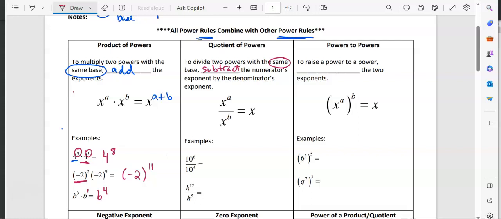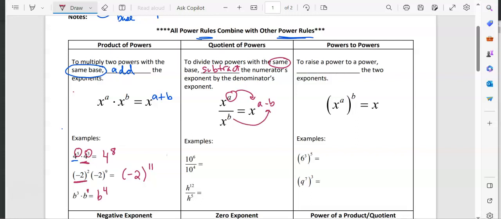And when we subtract, the order of a subtraction problem is really important. We always do numerator exponent minus denominator. That might result in something negative, which I will address later on. So if I have x to the a divided by x to the b, that is x to the a minus b. Again, a is my numerator exponent, b is my denominator.